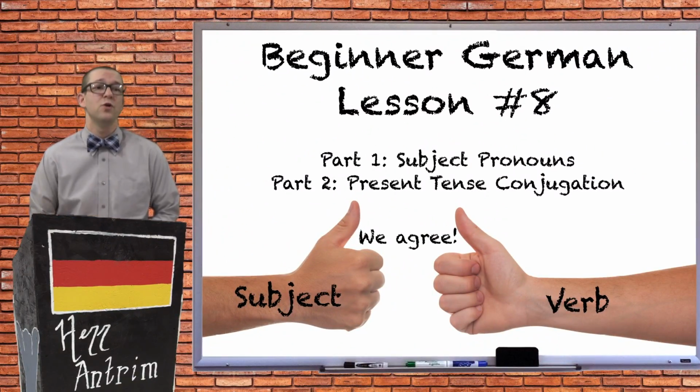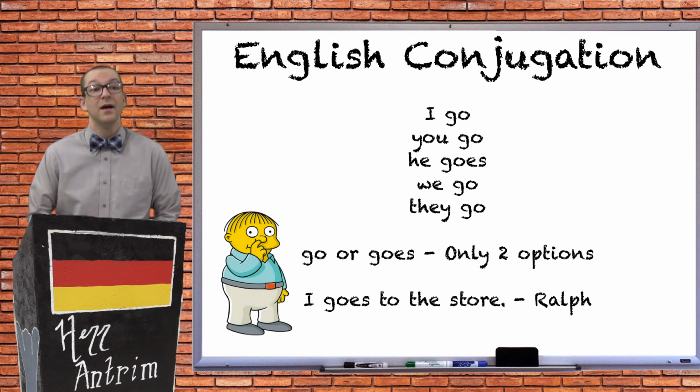Last video showed you all about the German subject pronouns and introduced you to the idea of getting the verb to match your subject. Today we are going to explain how conjugation works in detail. Conjugation is the process of changing the verb to match the subject of the sentence.